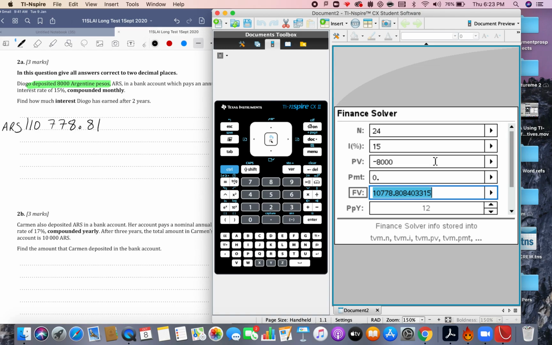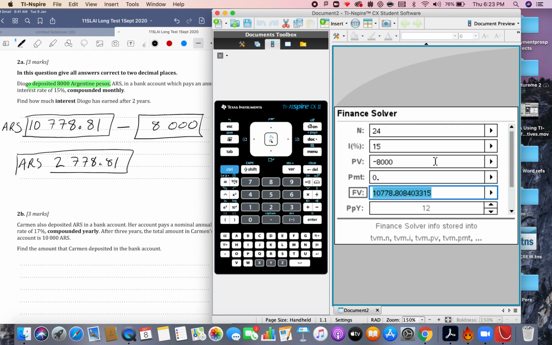Now just think about this for a moment, because that's not quite the final answer. I started with 8,000 in the bank. I finished with 10,778. So can you see, if you subtract that, you'll get 2,778.81, and that's how much interest you have earned. So this is the actual answer for the first part.